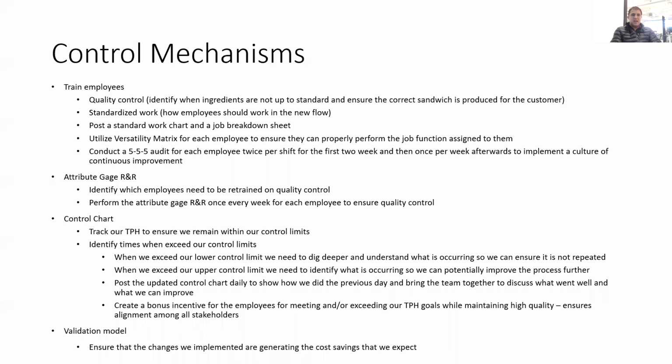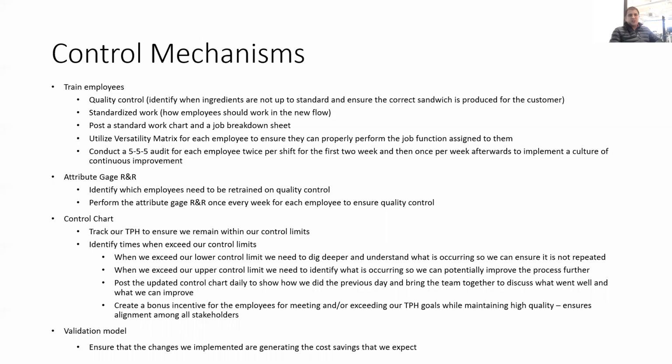So we want to ensure that they understand how to work in the new workflow. They understand what quality ingredients are and what is not, what ingredients that are not up to quality standards look like, so that we can ensure that we're delivering a quality product. Standardized work: post a standard work chart and a job breakdown sheet, so each employee has access to that and can identify what they should be doing.